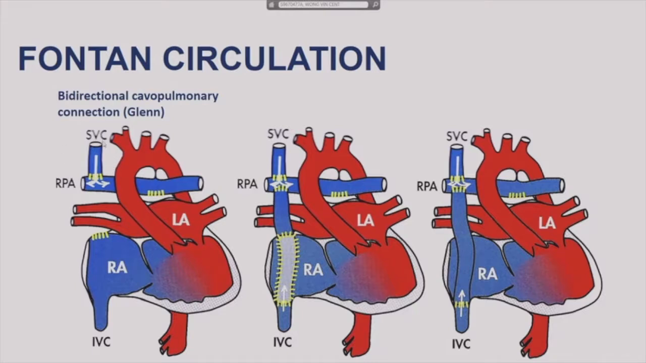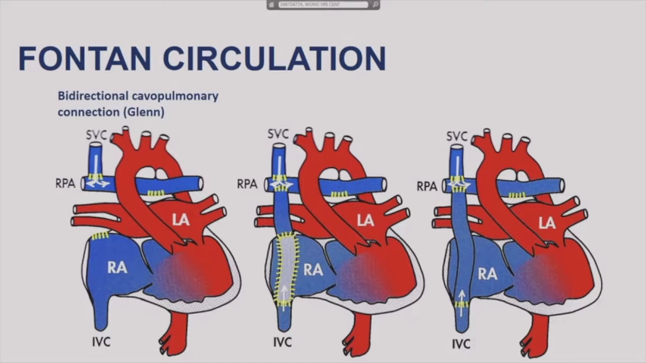initially with the bidirectional cavopulmonary connection, or BCPC, also eponymously called the Glenn anastomosis, where the SVC is anastomosed to the right pulmonary artery. Prior to the completion of Fontan, either the lateral tunnel or the extracardiac Fontan, the current trend is to do extracardiac Fontan. We will need to do some hemodynamic assessment, because this is a passive blood flow.